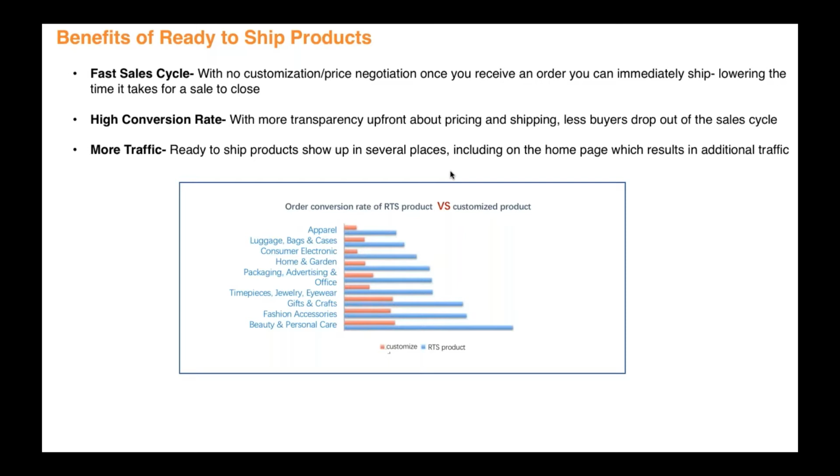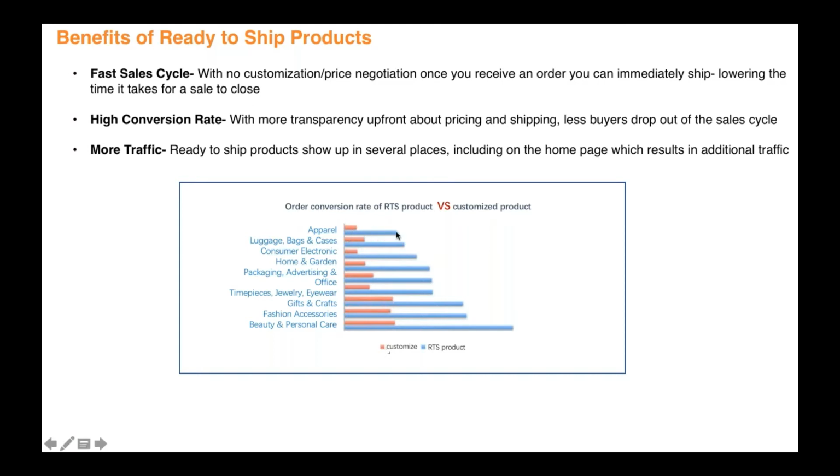One of the main benefits is that with ready to ship products, it is a much faster sales cycle. There's no back and forth with customizations, price negotiations, payments, or shipping. So once you receive an order, you can just immediately ship it. There is also a higher conversion rate for products that are ready to ship. With more transparency upfront about pricing and shipping, fewer buyers drop out of the sales cycle, leading to a higher conversion rate. And you can really see this on the graph here.